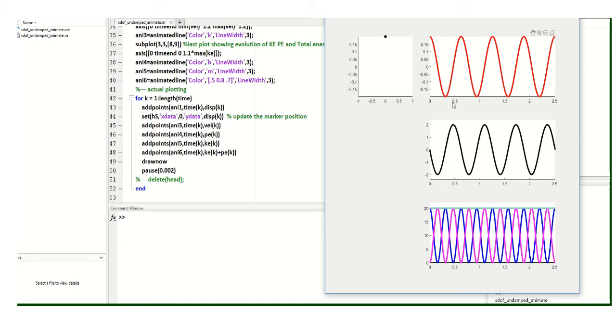So let's say if you want to know what is the displacement at 2 seconds, what you'll do is go along the x-axis to this location, 2 seconds, and then see what the value is at 2 seconds. Okay, it's near 0, so it must be very near the mean position.